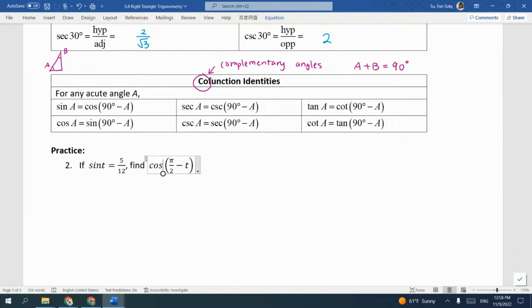Now let's look at this example. If sine t equals 5 over 12, what's cosine of pi over 2 minus t? By the way, what's pi over 2 in terms of degrees?